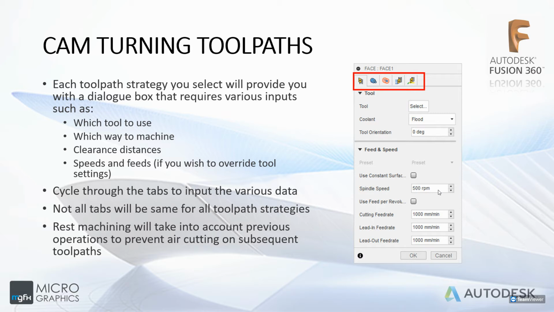So with your toolpaths, each toolpath strategy you select will provide you with a dialog box that requires various inputs for you to successfully generate a safe toolpath. Okay, these will include things like, which tool should the machine use? Which way should you machine? So obviously, if you've defined the front and your back in your model or in your setup, you can say, I want the tool to move from the back to the front or from the front to the back and continuously clear out material in that manner.